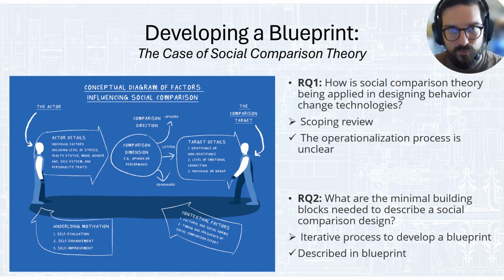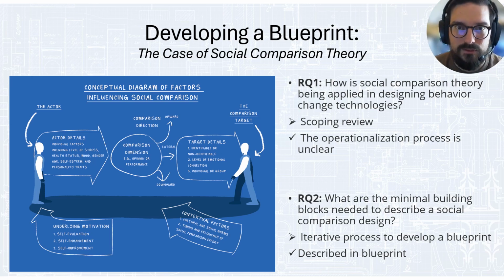We address research question 1 with a scoping review into the CHI and DIS conferences to gain an understanding of the social comparison theory and how it's used as part of behavior change designs in HCI and design literature, and how the operationalization process is described. We leave the detailed answer to this research question to the paper, but as a brief summary, we can say that the explanation of the operationalization process of social comparison as part of HCI and design literature is very limited.